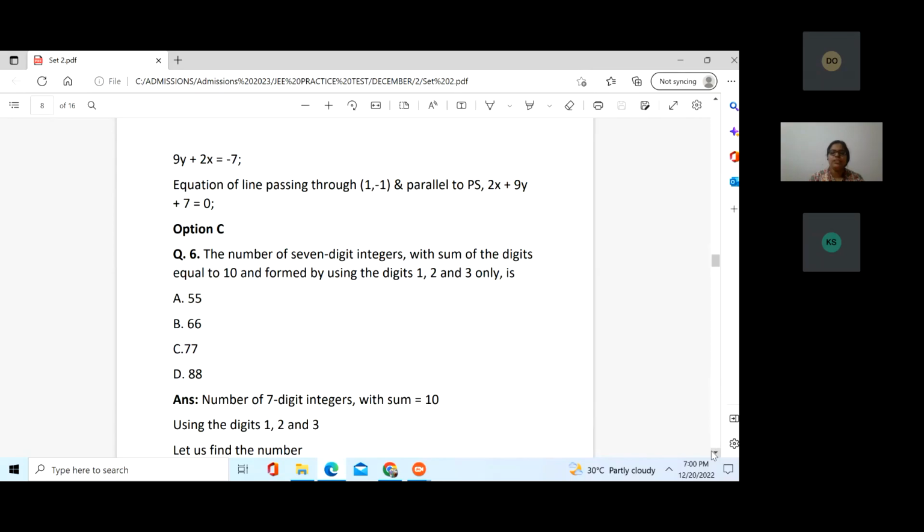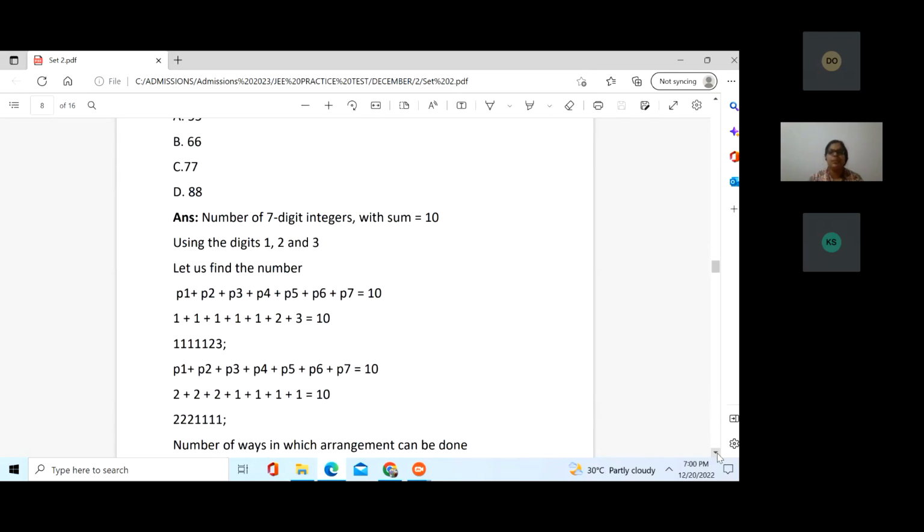So from where we will start answering this question? It's very simple logic. Number of 7-digit integers with sum equal to 10, using digits 1, 2, 3. So I'm just putting it as positions. I have P1 to P7, and the sum has to be 10. If I'm taking 5 ones, then I could take the other two digits as 2 and 3. So the total will be 10, right? The combination will be 1, 1, 1, 1, 1, 2, and 3.